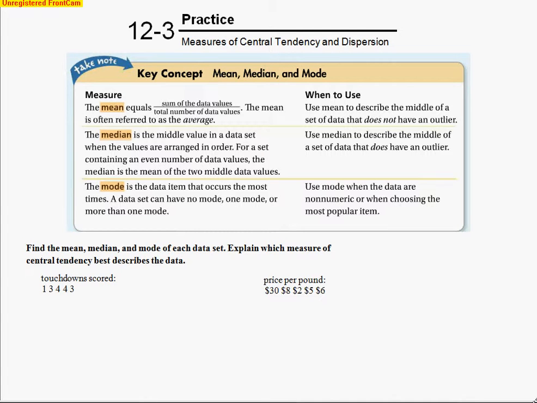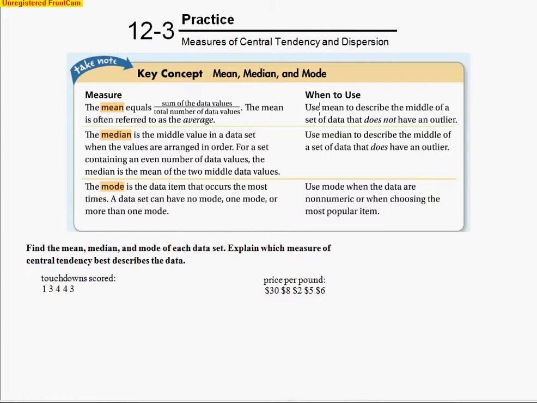This is the tutorial for Chapter 12, Section 3, titled Measures of Central Tendency and Dispersion. So we're going to take a look at the three central tendencies we see especially in middle school, and one of those is mean. And mean is just the sum of the data divided by the total number of data values. It's an average, is another term they use to represent that.